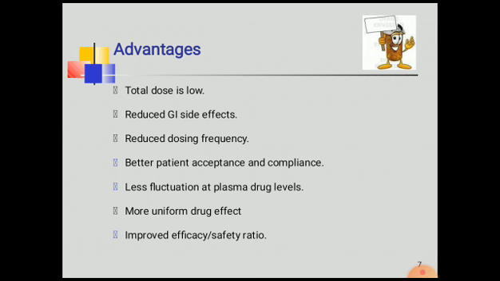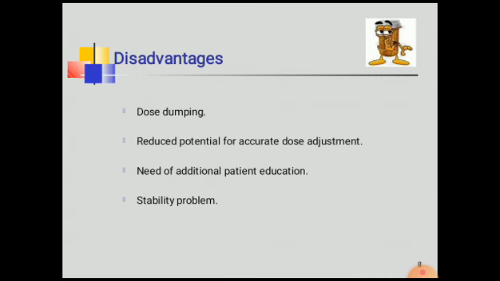Okay. So by having all these advantages, some disadvantages are also there. In rare cases it will happen, that is dose dumping. Dose dumping is nothing but the release of the drug occurring suddenly. So we are accumulating some of the drug in a particular site suddenly. That is called dose dumping.